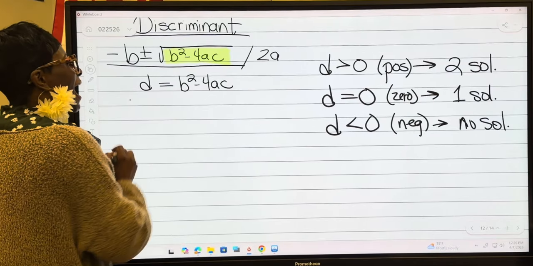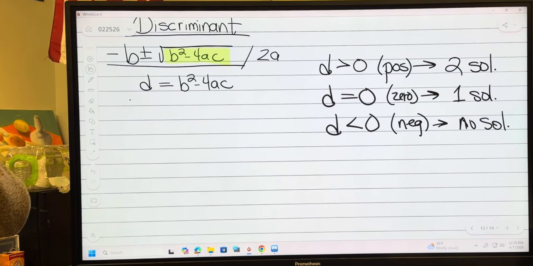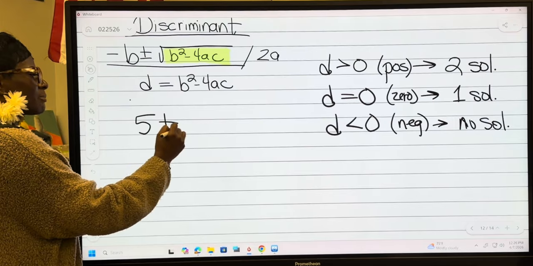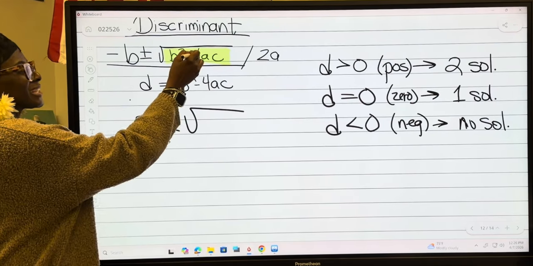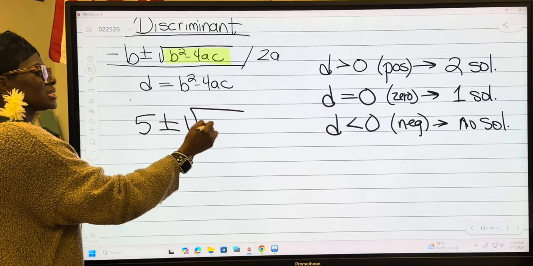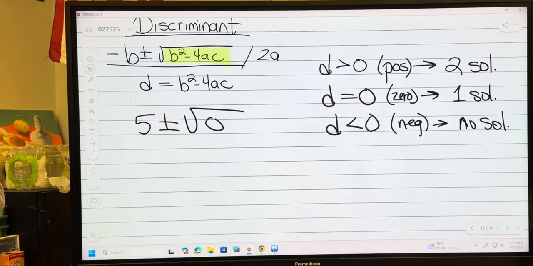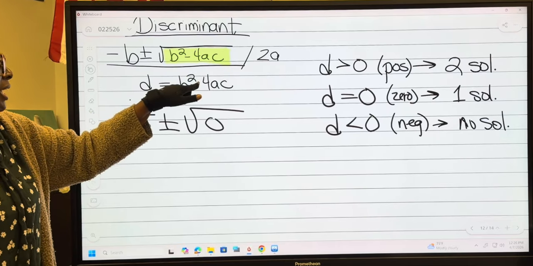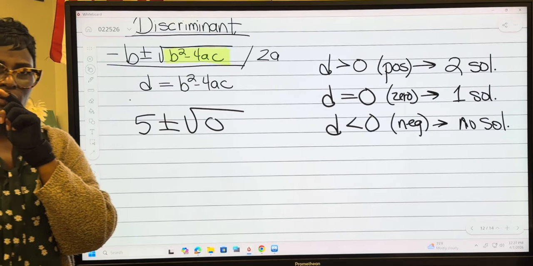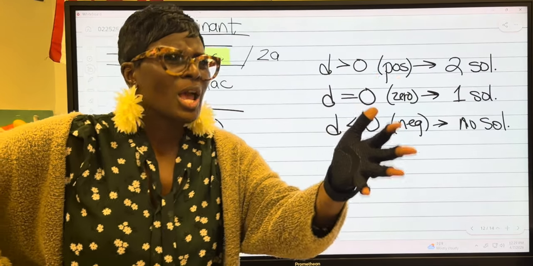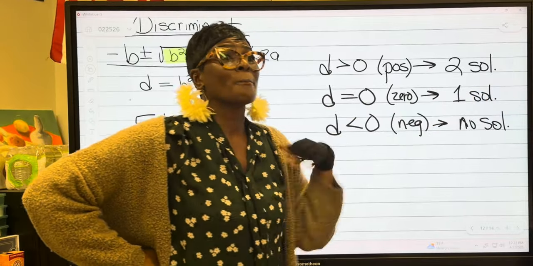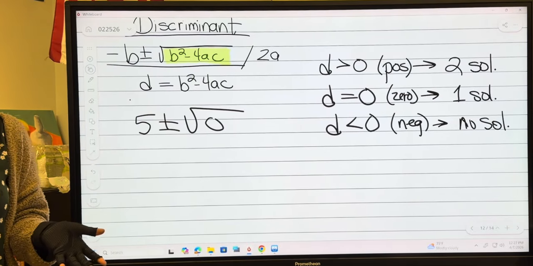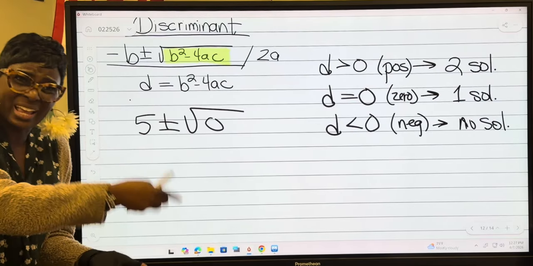All right. So now, let me explain the 0. What if we had, let's do the same thing, 5 plus or minus the square root, but let's say your discriminant was 0. Think about that. What if what was in here, your discriminant, came out to be 0? You're going to have one solution. We know that because we put it up here, but why? Because watch this. What is the square root of 0? 0, because 0 times 0 is 0.